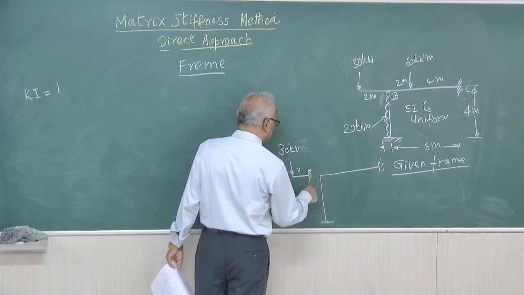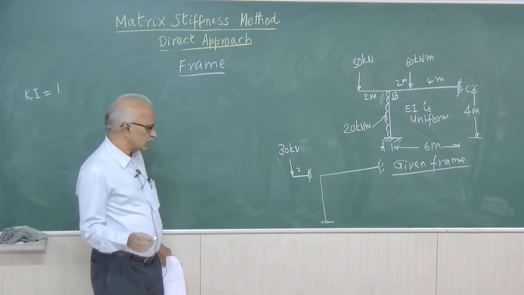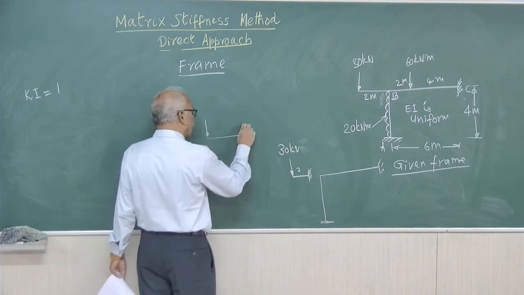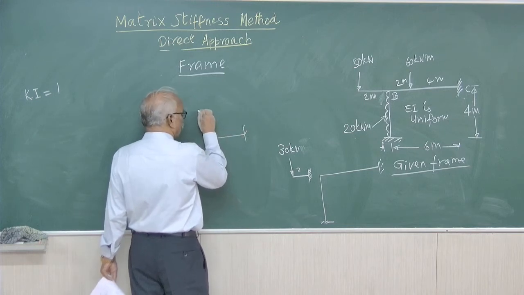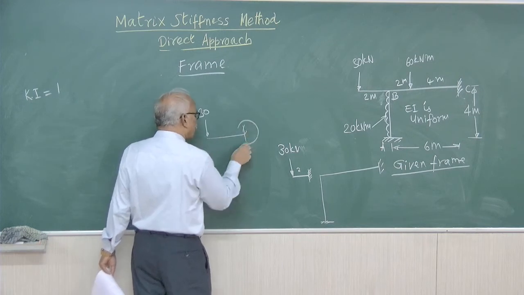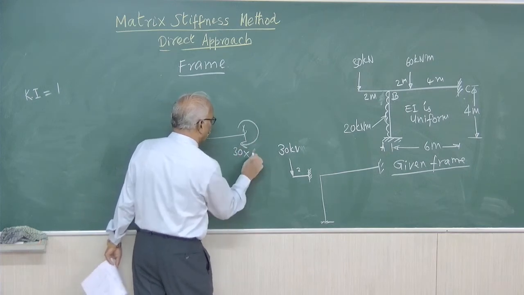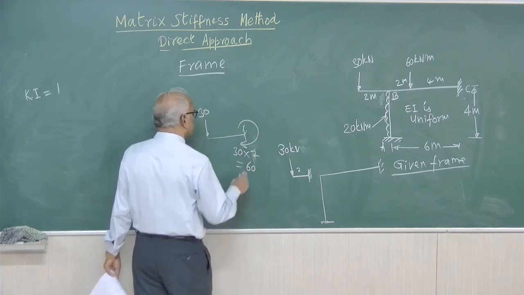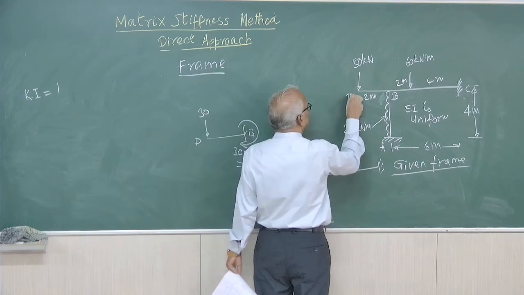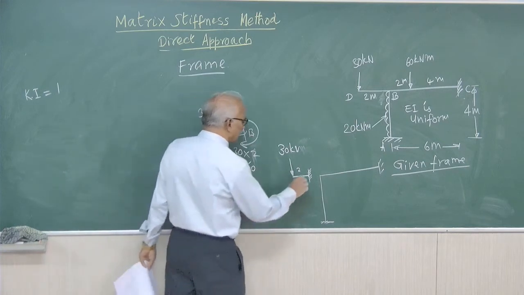cantilevering portion is concerned, because some of the viewers got doubt in this. So when there is a cantilever, in the cantilevering portion, due to this load of 30, this will cause an anti-clockwise moment, but at the support there will be a clockwise moment. At the support there will be a clockwise moment of 30 into 2, 30 into 2 equal to 60. As far as the support B is concerned, let us call this as D. At the support there will be a clockwise moment of 60. That is, here there will be 60.